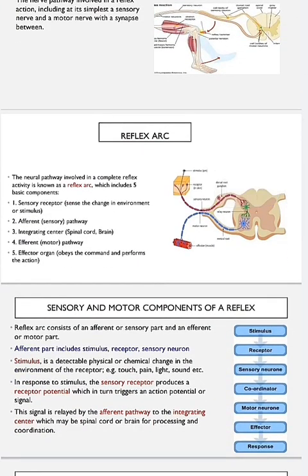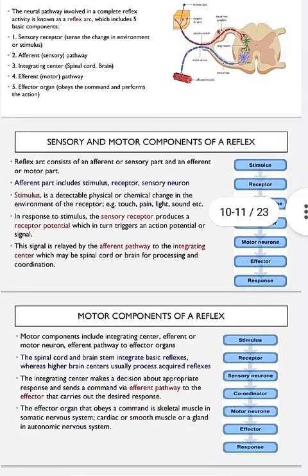Sensory and motor components of a reflex. The reflex arc consists of an afferent or sensory part and an efferent or motor part. The afferent part includes the stimulus receptor and sensory neuron. Stimulus is a detectable physical or chemical change in the environment of the receptor, for example, touch, pain, light, and sound. In response to the stimulus, the sensory receptor produces a receptor potential, which in turn triggers an action potential or signal. The signal is relayed by the afferent pathway to the integrating center, which may be spinal or brain, for processing and coordination.